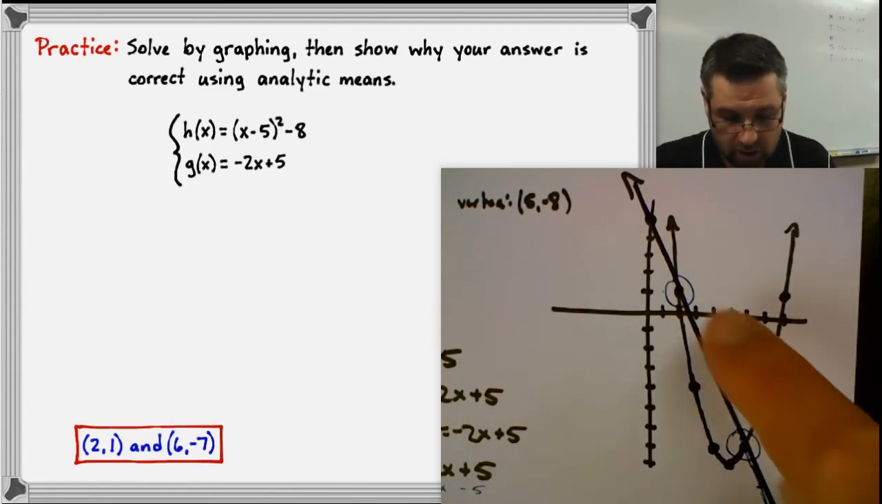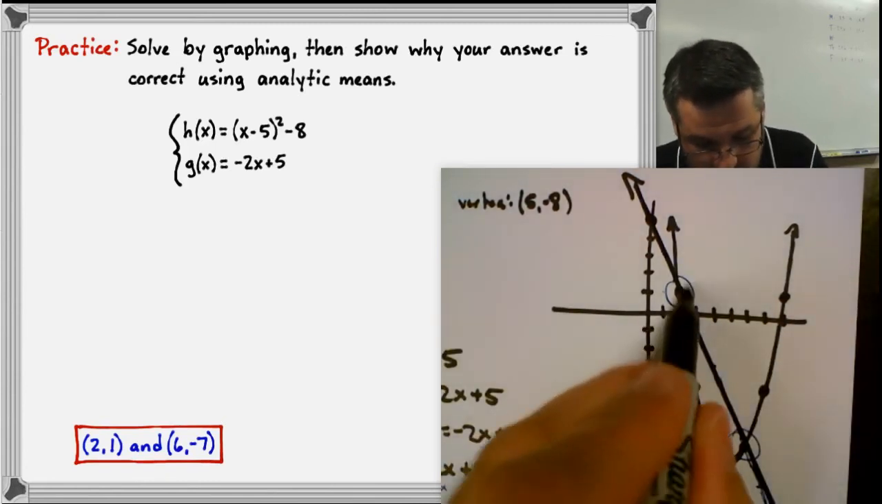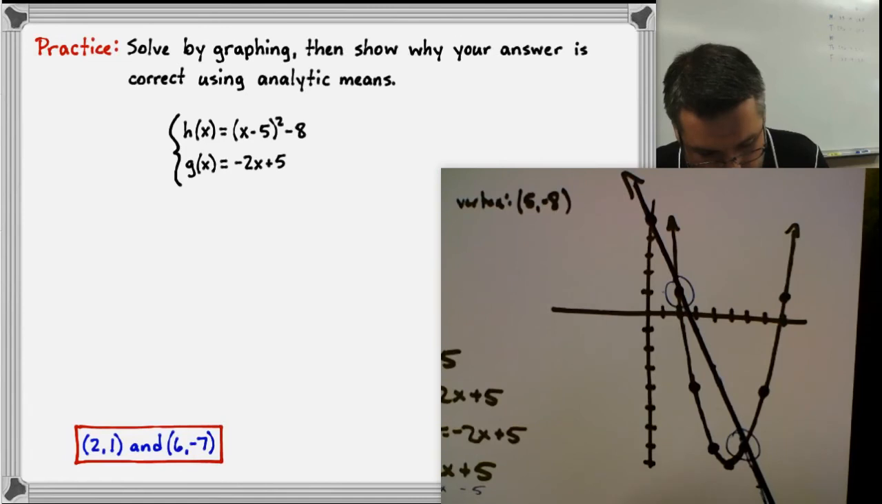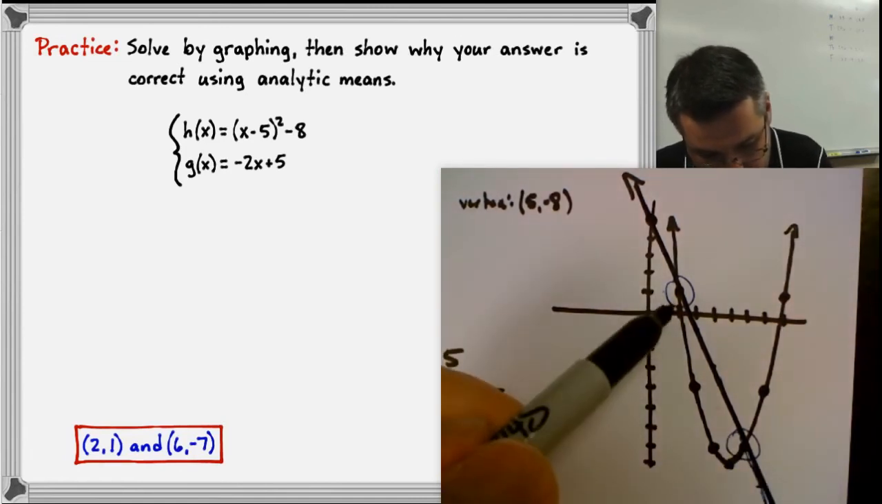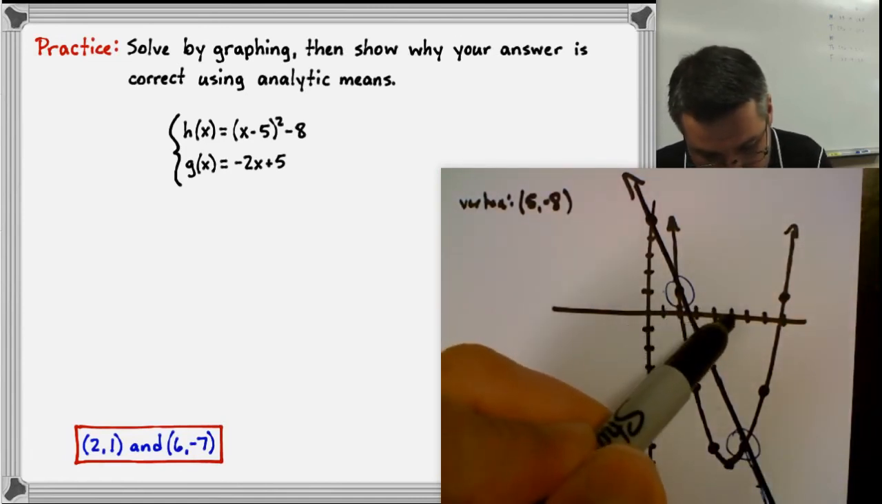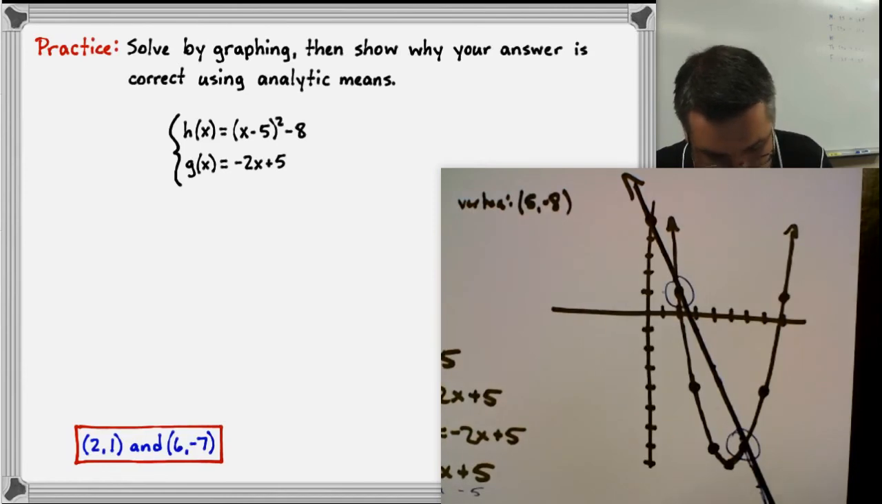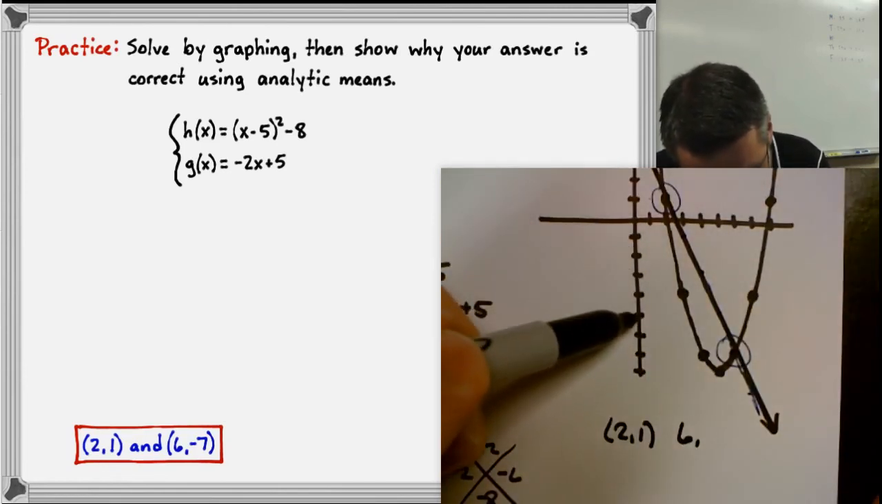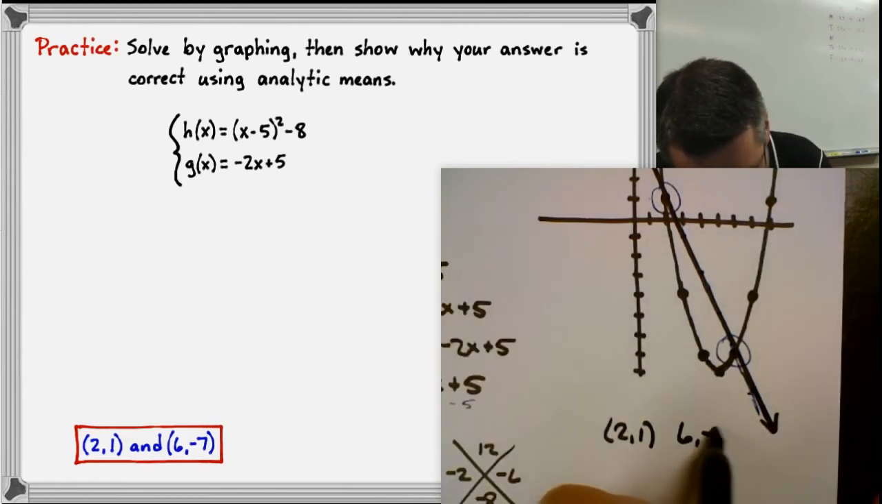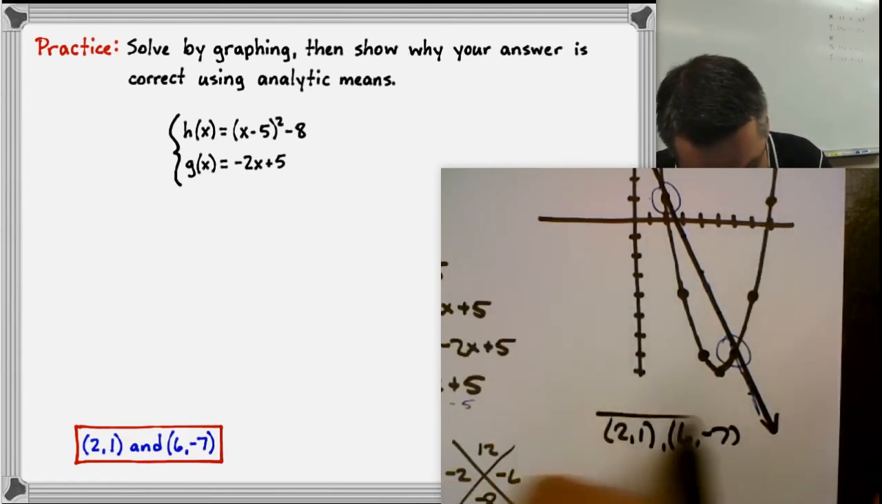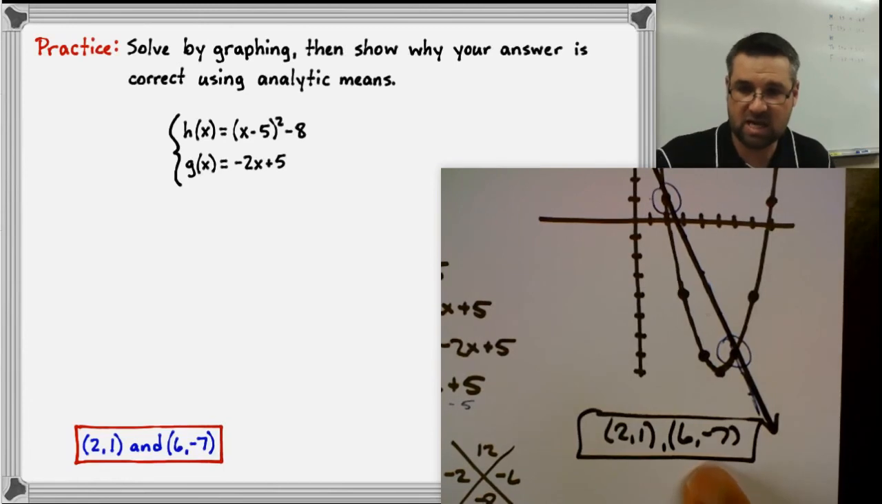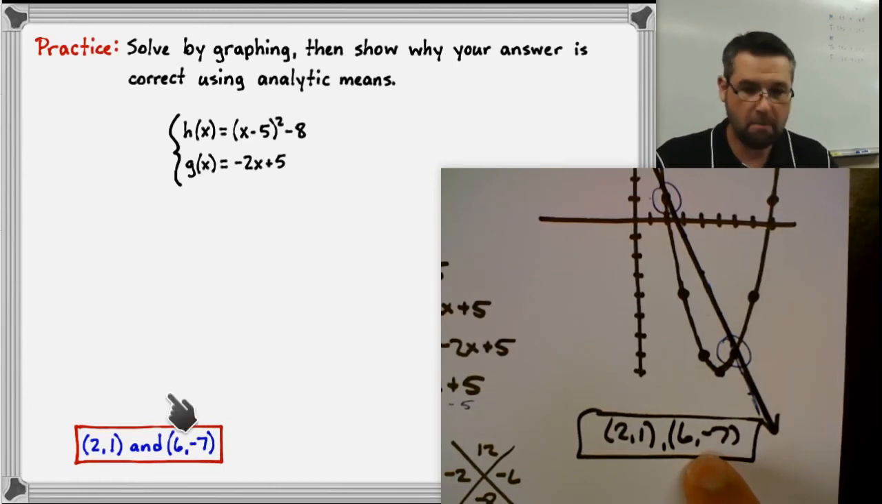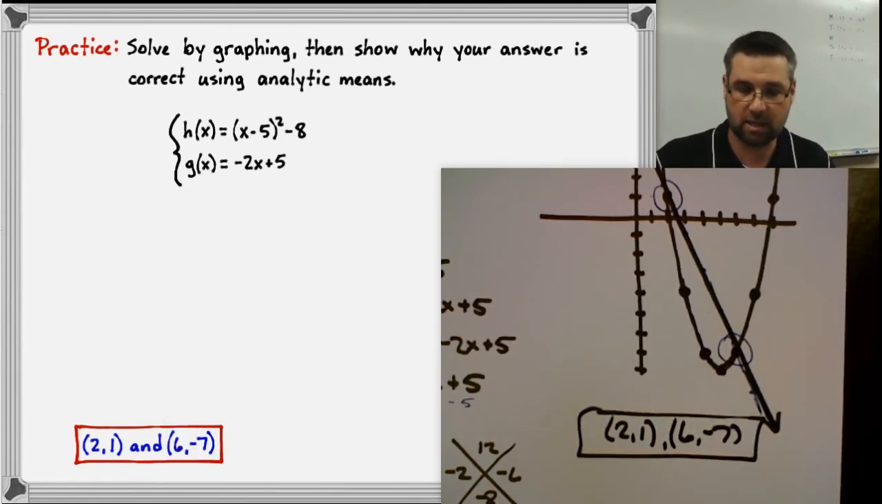Well, what is the coordinate of that first one? That coordinate is right 2 and up 1. And the coordinate of this one is going to be 1, 2, 3, 4, 5, 6, 6, and down 1, 2, 3, 4, 5, 6, 7, so -7. So those are my solutions graphically, and you can see that those solutions matched our solutions analytically.